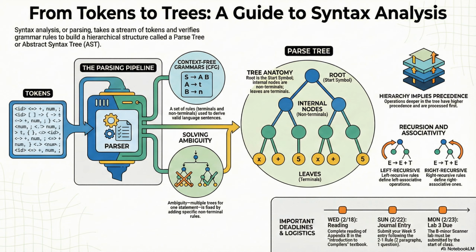But looking ahead, we have a bit of a timeline disconnect here. We've been talking about parsing today. That's the topic of the lecture. But the immediate deadline for you, the listener, is actually the step before this. Right. Lab 3, the B minor scanner, is due on Monday, February 23rd. So do not start writing your parser yet if you haven't finished your scanner. You can't build a tree if you don't have the leaves.